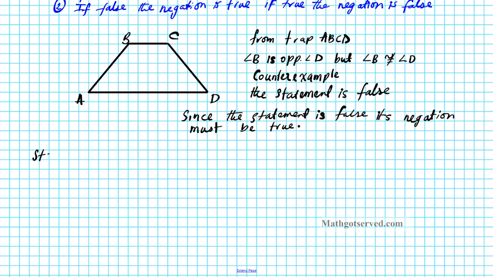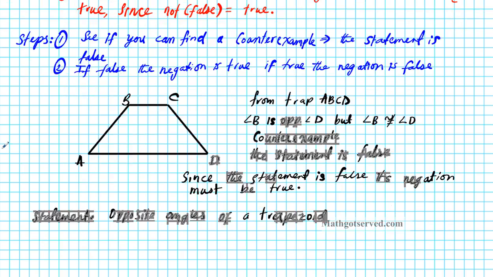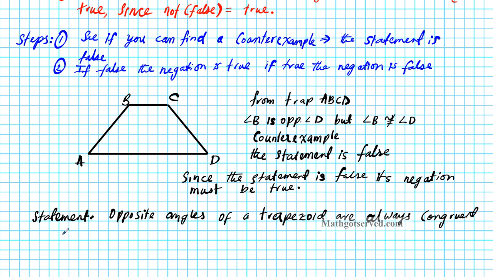So the statement is that opposite angles of a trapezoid are always congruent. Okay, so what's the negation here? Just for practice, we already know what the answer is.